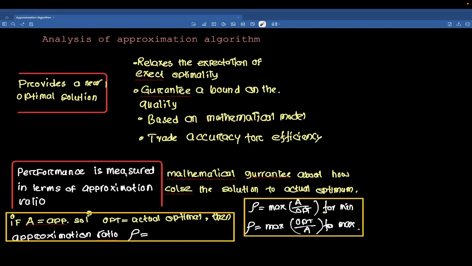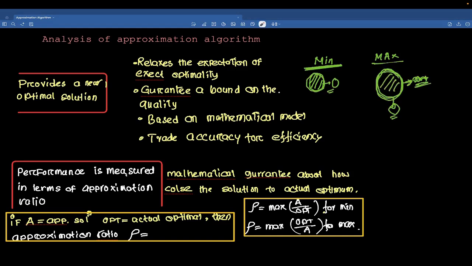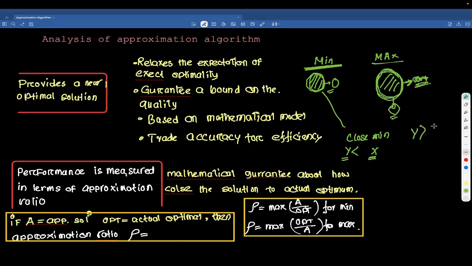If we consider an optimization problem as either a minimization or a maximization problem, the minimization problem says that we need to find the minimum of the result, and the maximization problem deals with the maximum output. In the case of a minimization problem, it gives a close minimum. For example, if the optimal minimum is x and the approximation algorithm has given y, that means y is greater than x. Similarly, for a maximization problem, it gives a result y which is smaller than the actual optimum value. That is why the solution provided by the approximation algorithm is called the suboptimal solution.